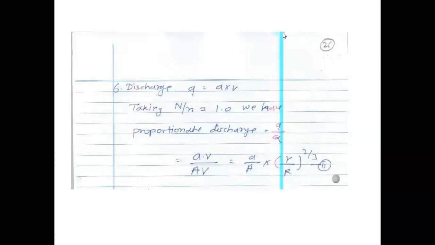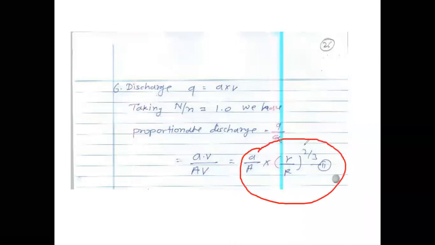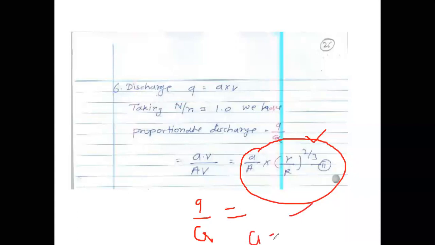I did something wrong, so I am not showing that part. So from whatever value you are calculating, you can write down q upon Q is equal to this value. Then small q is equal to capital Q into this value. You will get the discharge. So calculate this way and tell me the answer.